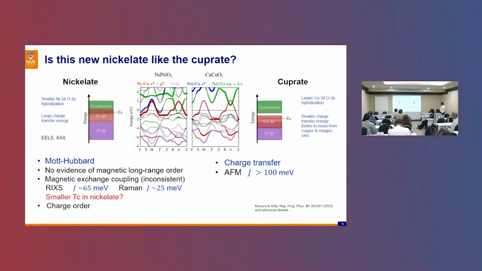And from the RIXS, for example, we do notice some kind of magnetic excitations, but there is no long-range order, and the coupling energy is much lower than what we have in the cuprate. So this again may be something that has to be clarified, whether this has something to do with, for example, the lower Tc that we have.